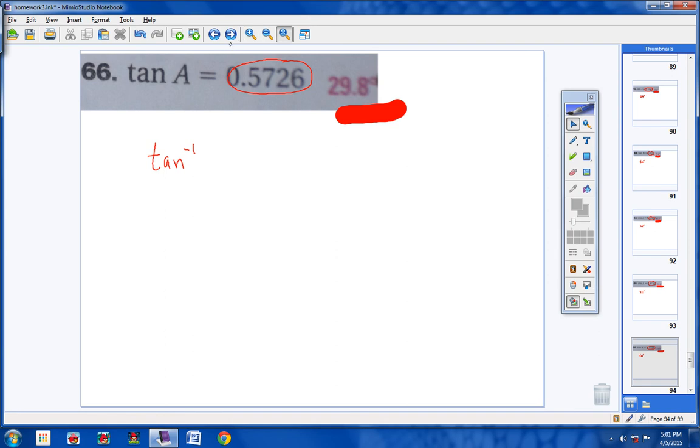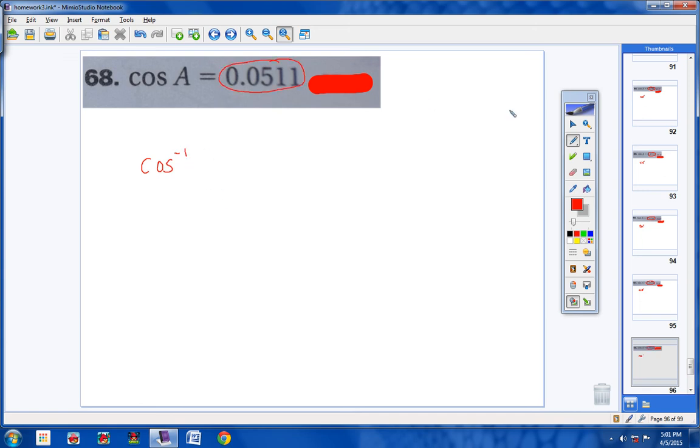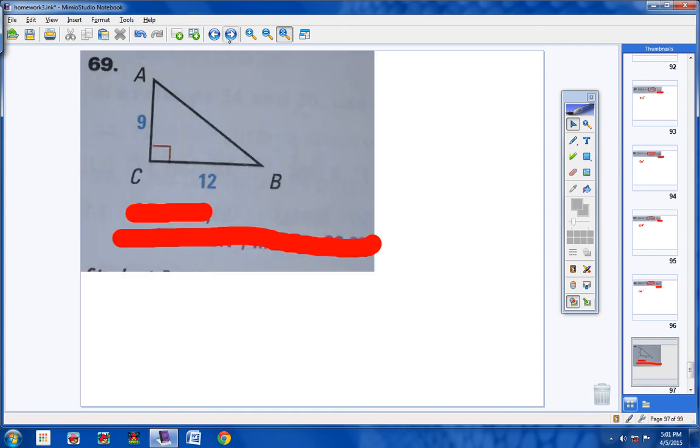Moving on to number 67. Notice we're missing an angle right here, so we're going to hit inverse sine, then type this number in, hit enter, and you should get this right here. Alright, number 68. Notice we're missing an angle right here, so hit second cosine, or inverse cosine, and then type in this number here, hit enter, and you should get this number right here. Alright, moving on to 69, 70, and 71 now.